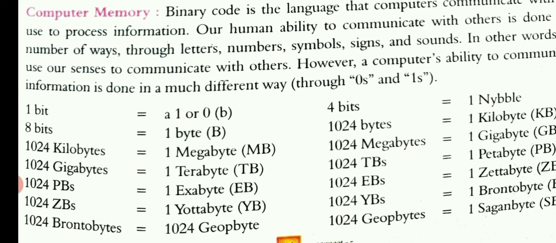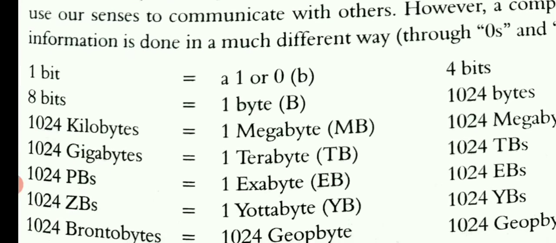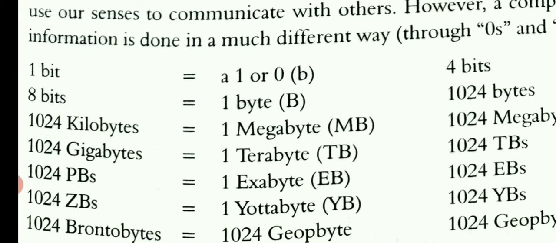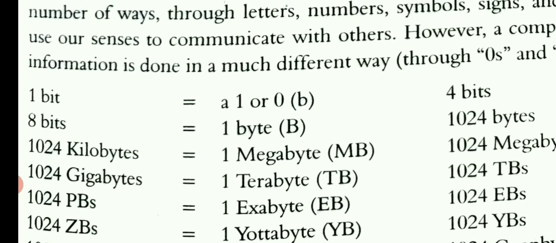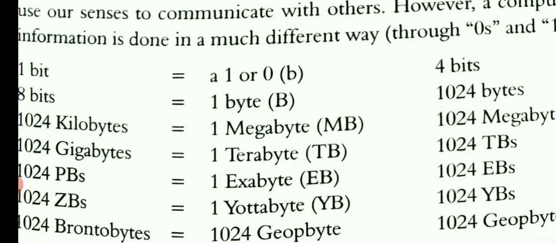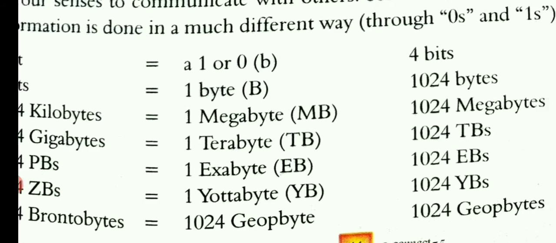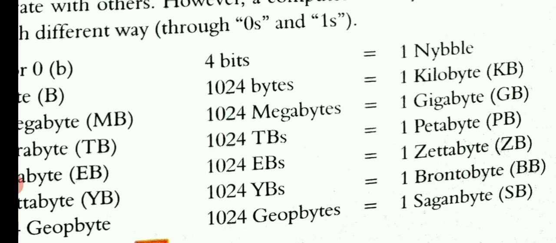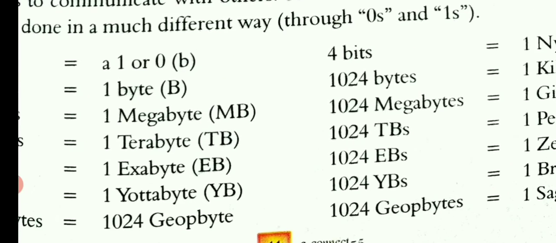You already know the capacity measurements of a computer. 1024 kilobytes is 1 MB, 1024 GB is 1 TB, 1024 PB is 1 exabyte. Most probably we use MB, GB and TB. Here are some measurements of computer memory.